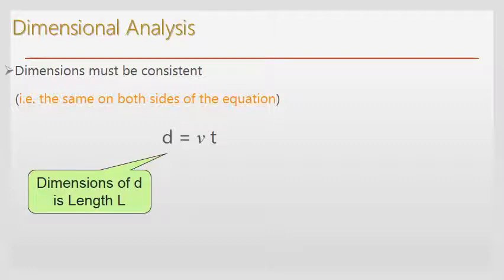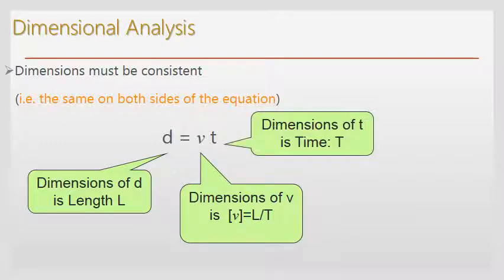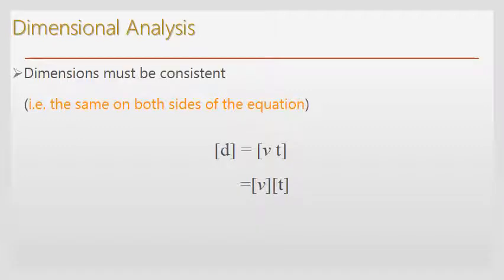The dimension of distance on the left-hand side is the length, L, while the dimension of velocity on the right-hand side is L over t, while the dimension of t is t. Thus, the consistency requires that the dimension of the distance on the left-hand side must be equal to the dimension of the product of velocity and time.